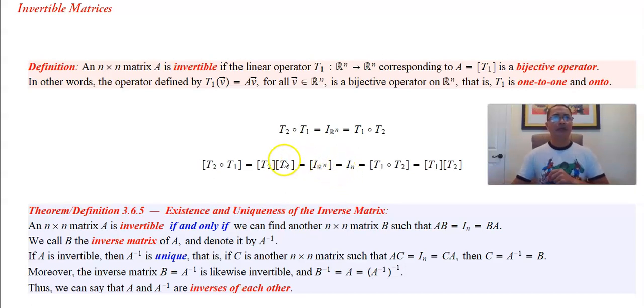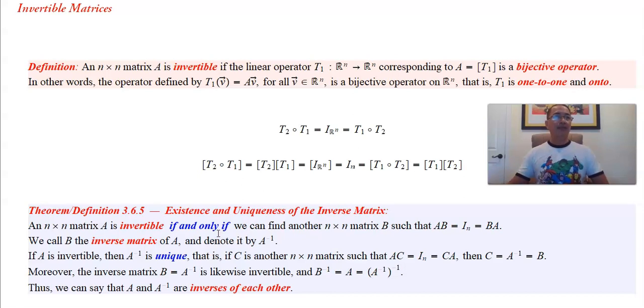So, starting with T1, which is A, we produce a second matrix, T2. What's a good name for that matrix? Oh, of course, let's call it B. So here we have how to know whether you have an inverse matrix or not.